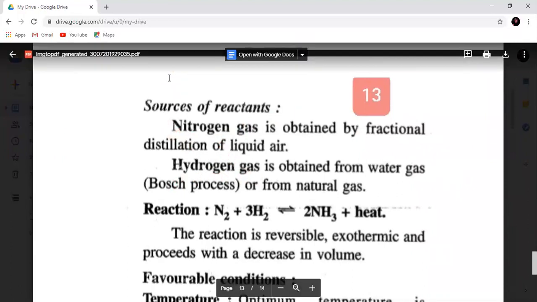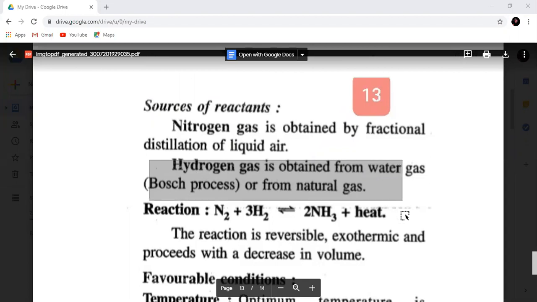Nitrogen was obtained from where? It was obtained from the fractional distillation of liquid air. You have covered in the 9th standard how the fractional distillation of liquid air is done. And hydrogen gas is obtained from the water gas, Bosch process, already covered in your previous classes.